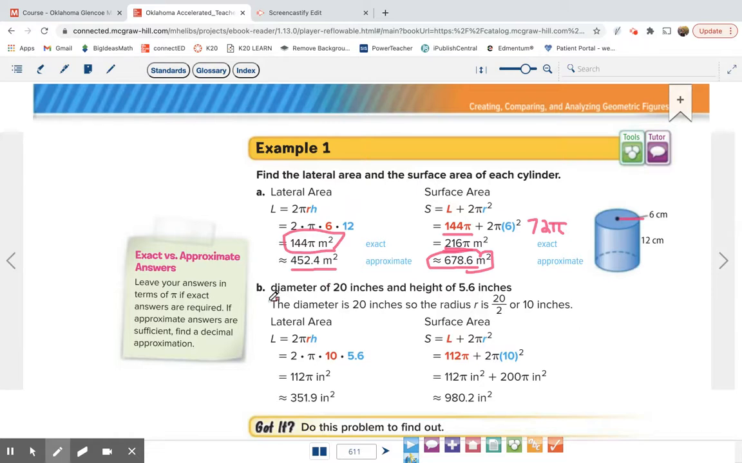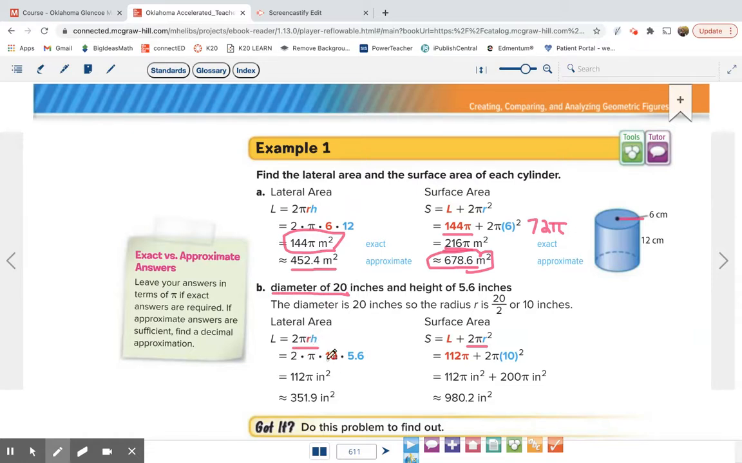Okay, on B, they just give us dimensions. They don't give us a picture. Diameter of 20 inches and a height of 5.6 inches. So we just plug it in, but we do have to pay attention. They give us diameter, and for both formulas, we just need radius. So if the diameter is 20, the radius would be half of that, which is 10. So 10 is what we will plug in for r.